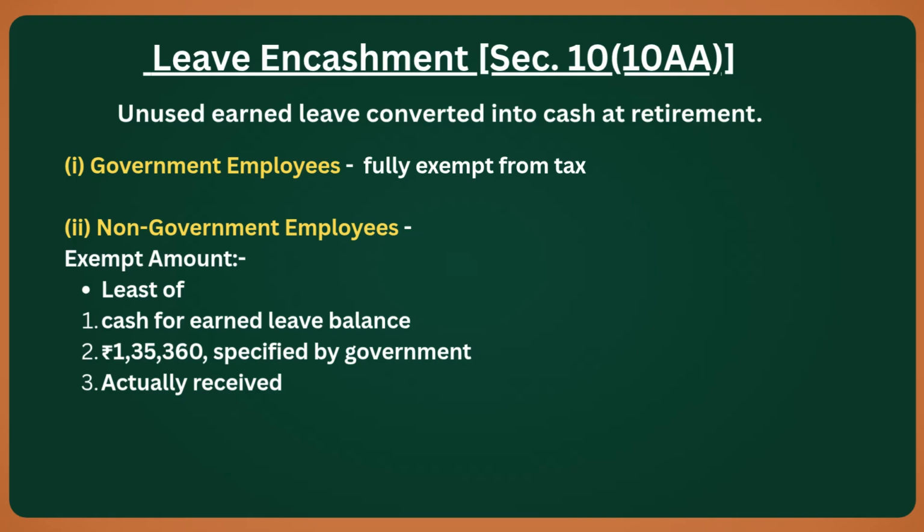Leave encashment. Leave encashment is the cash received by an employee for unused earned leave at the time of retirement. Government employees: the entire leave encashment amount is fully exempt from tax. Non-government employees: the exempt amount is limited to the least of the following three. Cash for the earned leave balance; 1,35,360 rupees, as specified by the government; the actual amount received by the employee.